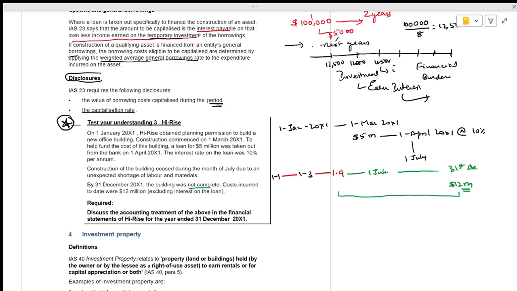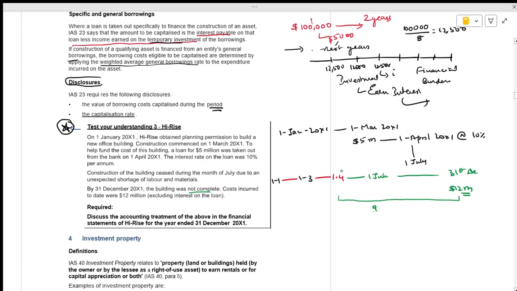April, May, June, July, August, September, October, November, December. That is 9 months. Out of these 9 months, the month of July should be deducted. So the total will be 8 months.